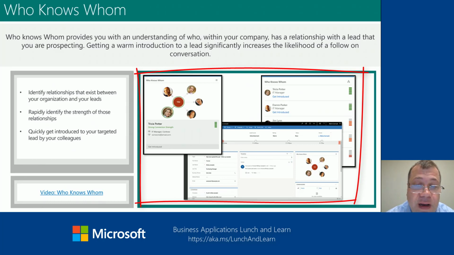Where Who Knows Whom differs is that it allows the seller to understand who's been actively communicating with an individual that you might want to reach out to. So for instance, in this particular example, we have YM, who we're trying to connect with, and you'll see that Trisha Potter has a strong connection with them. This is based on email interaction, maybe Teams interaction, SharePoint interaction, anything in the Microsoft Office Graph will be displayed right here, so that the seller can understand who they might need to reach out to for a warm introduction to a particular prospect.